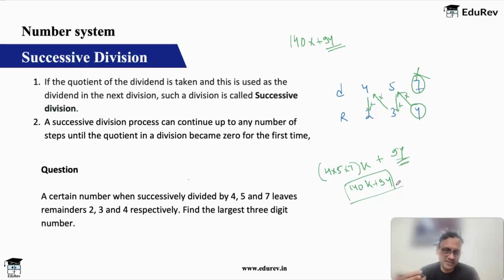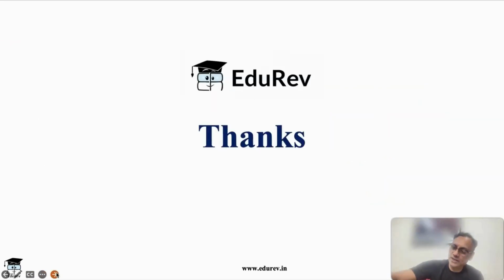Okay, so this is successive division, not related to LCM HCF, but it looks so similar that it made sense to take it together. Okay, so this brings us to the end of the second class. We have in detail understood LCM, HCF, related concepts, and also successive division. So please go through all the theory that we have touched upon today, do all the questions and solve some more questions so that you are absolutely clear with them.